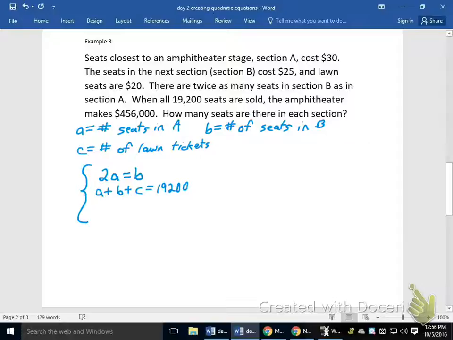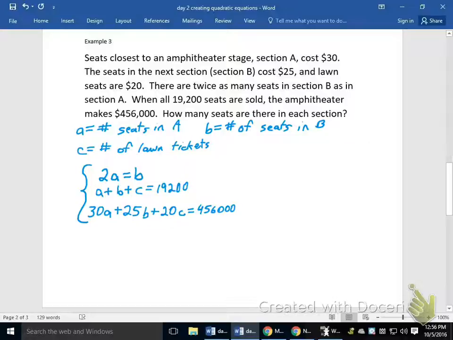And now moving on to another equation, and this last equation is kind of a little curveball, because it's actually coming from the money. If section A is bringing you in $30 for every seat in A, and you're going to get $25 for every seat in section B, and you're also going to get $20 for every loan ticket that you sell, the total amount of money that you're bringing in is $456,000. And there's our three equations. We'll actually solve this system here.